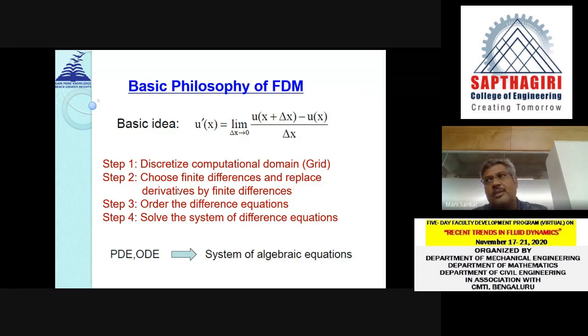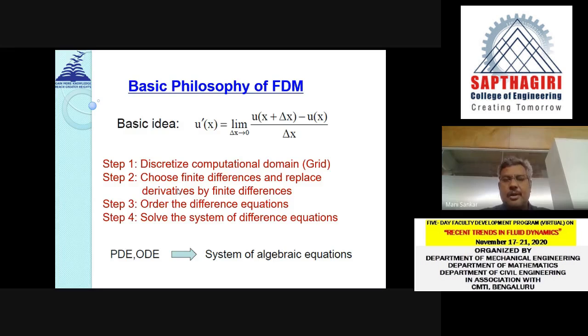So the basic definition says that the derivative can be expressed as the difference between the function values at two neighboring points, provided the two neighboring points are very close to each other. So using this basic analogy, the finite difference method has been developed.